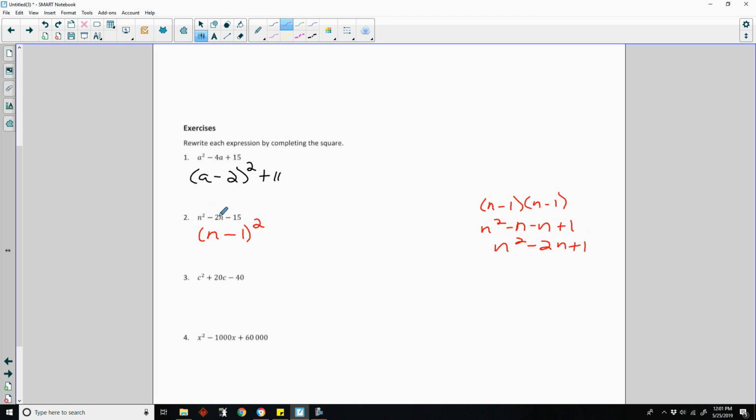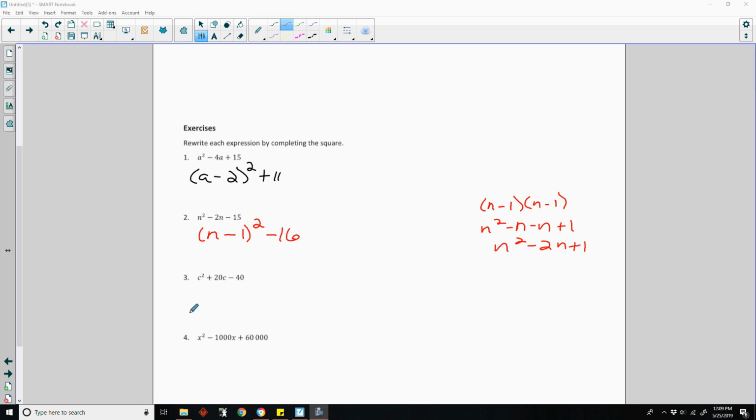I have n squared minus 2n minus 15. So what do I have to do to 1 to get down to negative 15? I have to subtract 16. Okay? Okay, so what we're doing in essence is taking half of that middle term and putting it here, but then we have to figure out what we have to do to that middle term to get this.